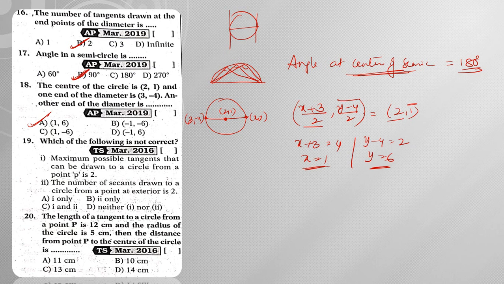Next, which of the following is not correct? So the maximum possible tangents that can be drawn to a circle from a point P is 2.